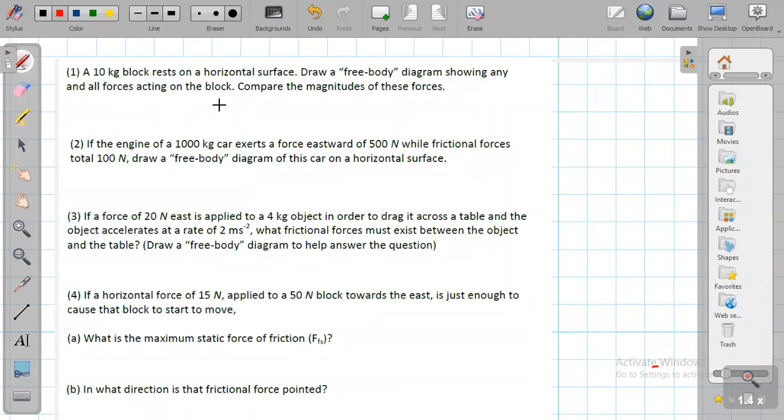Okay, a 10 kilogram block rests on a horizontal surface. Draw a free body diagram showing any and all forces acting on the block. Compare the magnitude of these forces. A block rests on a horizontal surface like this. We don't want to do anything complicated, just mark the weight and the reaction force. There might be some other forces, but we don't want to worry about that. Just mark these two. That's more than enough.